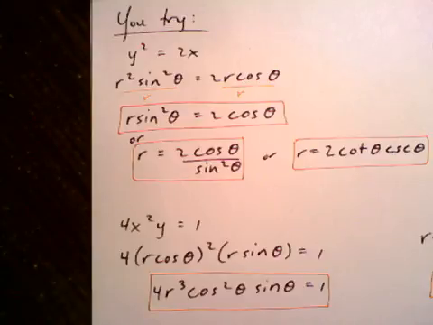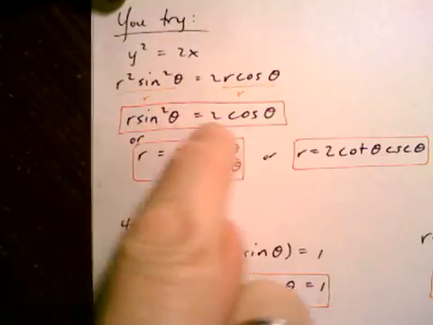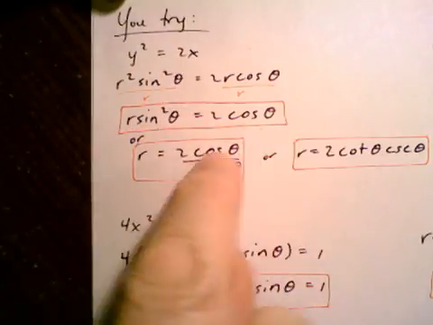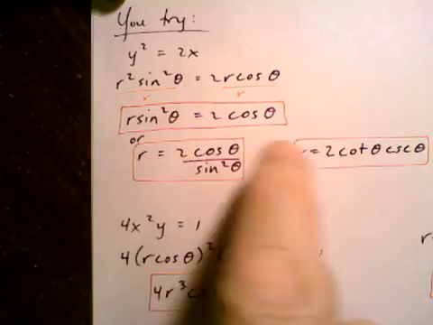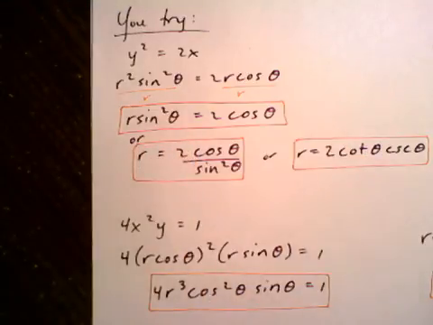So again, I just wanted to point out one more time that converting to polar means that there are no x's and y's. Polar means no x's and y's. Polar doesn't understand x's and y's.